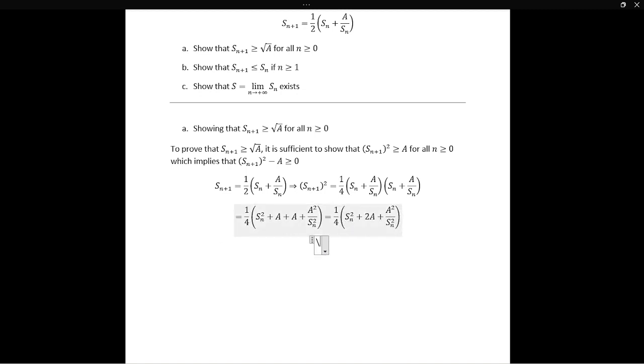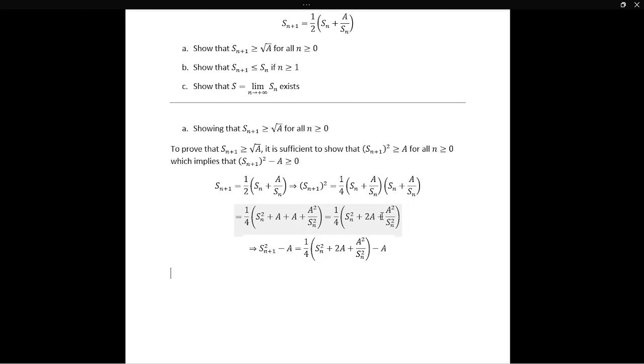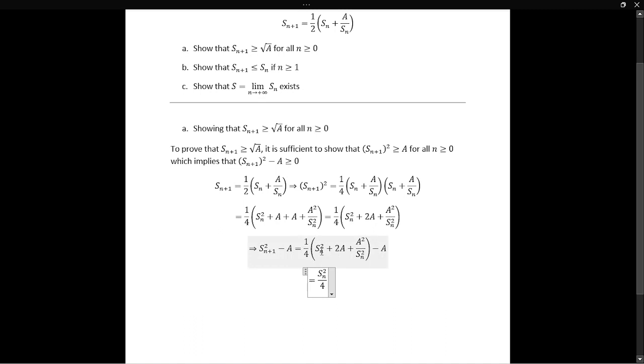Alright, so it therefore means that if we now get a difference, that is s of n plus 1 all squared minus a, we are going to get all of these, because this is s of n plus 1 all squared, then minus a. If we multiply 1/4 with s of n squared, we just get s of n squared on 4. If you multiply 1/4 with 2a, we just get a divided by 2 plus a divided by 2.